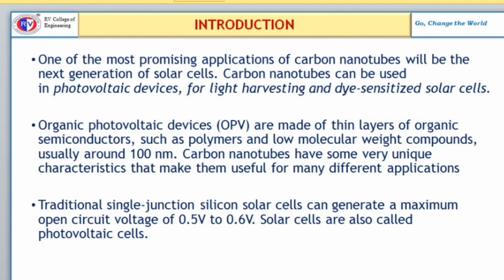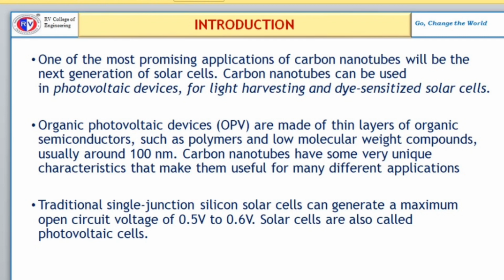An organic solar cell, or a plastic solar cell, is a type of photovoltaic that uses organic electronics that deals with conductive organic polymers or small organic molecules for light absorption and charge transport to produce electricity from sunlight by the photovoltaic effect. Now organic photovoltaic devices are made up of thin layers of organic semiconductors such as polymers and low molecular weight compounds, usually around 100 nanometers.